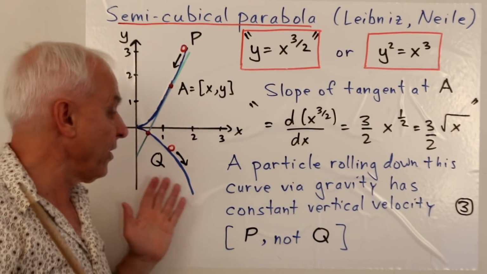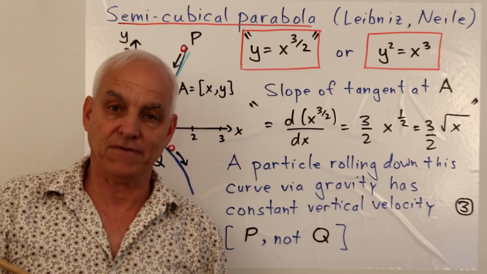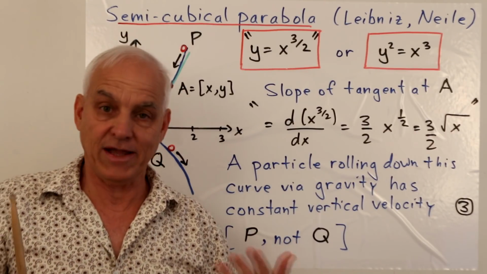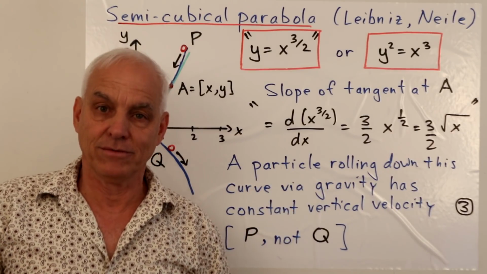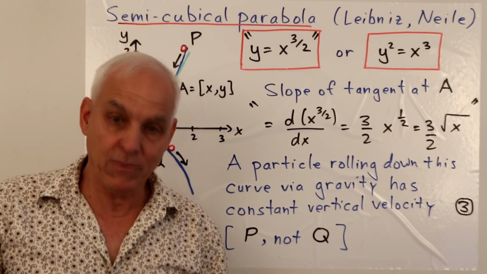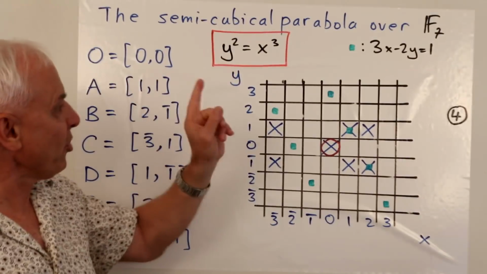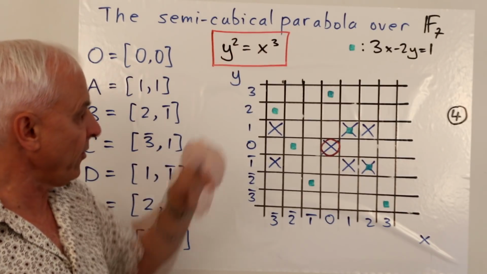And we want to ask, does it make sense to talk about such a curve over a finite field? Can we ask calculus type questions about this and get reasonable answers, even over, say, F7? And absolutely remarkably, we can. And it's really beautiful. So let's consider this semi-cubical parabola over F7. Here's the equation that we're going to be generalizing. Y squared equals x cubed.